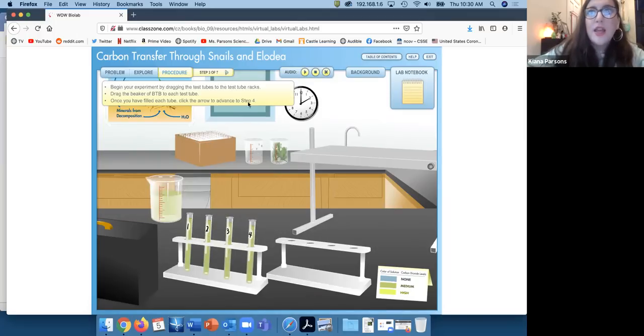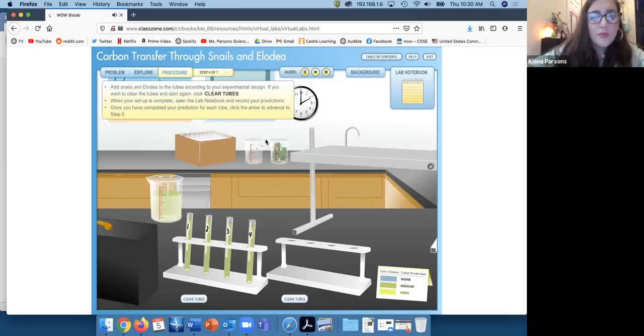So they're all filled. And then in the first test tube, there's nothing, only bromophile blue. And then in the second test tube, there's no snails, but there is 1 elodea plant. Add snails and elodea to the tubes according to your experimental design. If you want to clear the tubes and start again, click Clear Tubes. When your setup is complete, open.